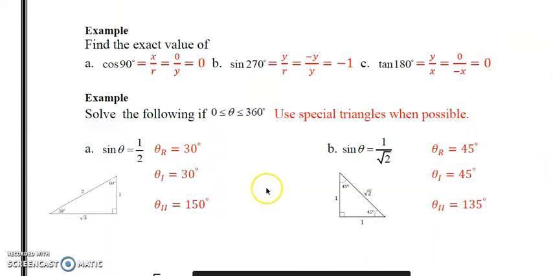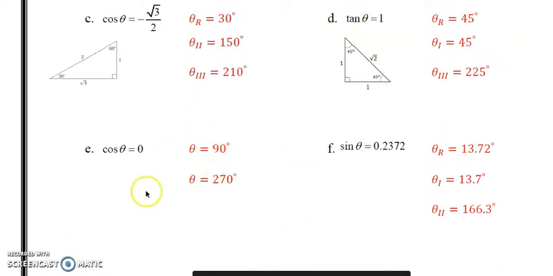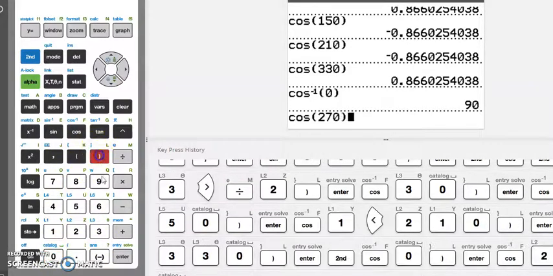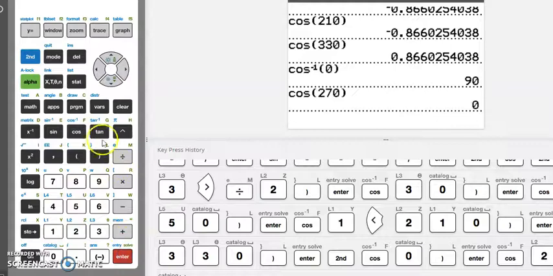And again, we can check these on the calculator. Well, I wouldn't mind plugging this in. Remember, to get your angle, you take the inverse, the second function, cos of 0, which gives you 90. And that'll also work for the cos of 270 as a check. You go back, cos of 270, you get 0.